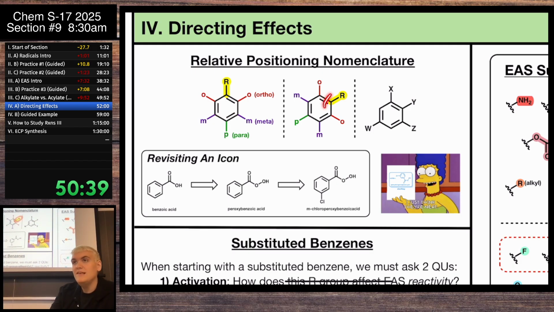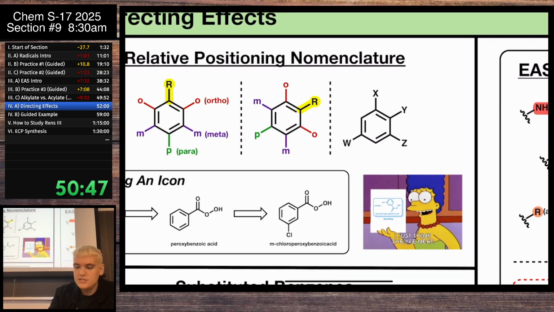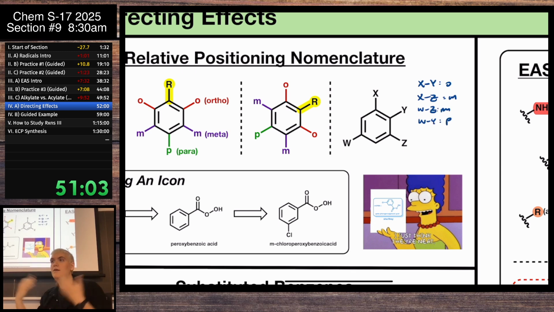So if I consider this to be my R group, then the positions opposite it, orthos, are right next to it. So like, for example, what is the relationship between X and Y? Ortho. What about X and Z? Meta. What about W and Z? Meta. And then finally, W and Y? Para. So again, very relative in terms of nomenclature.